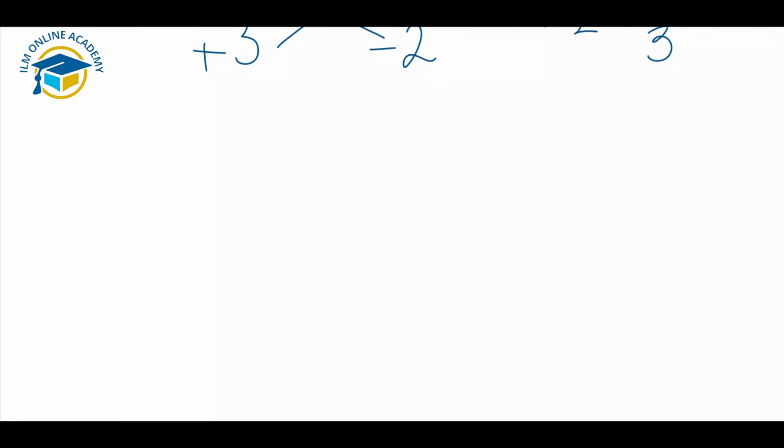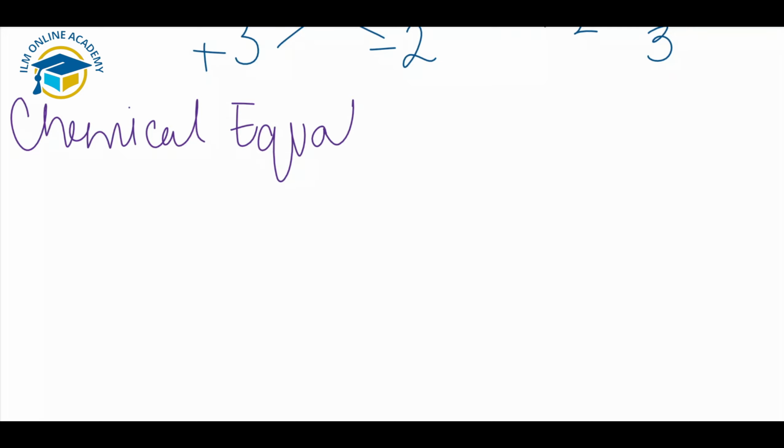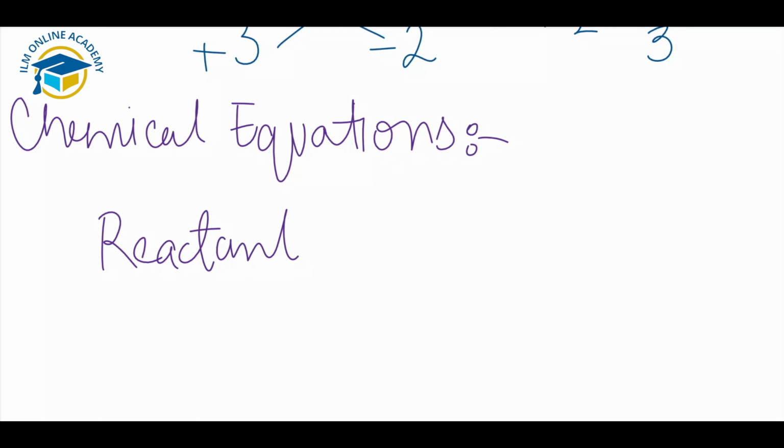We have discussed the chemical formula, and now we'll discuss chemical equations. Chemical equations represent chemical reactions, showing the reactants, which are the starting materials, on the left side of the equation, and the products, which are the substances formed, along with their quantities. A balanced chemical equation has the same number of atoms of each element on both sides of the equation.